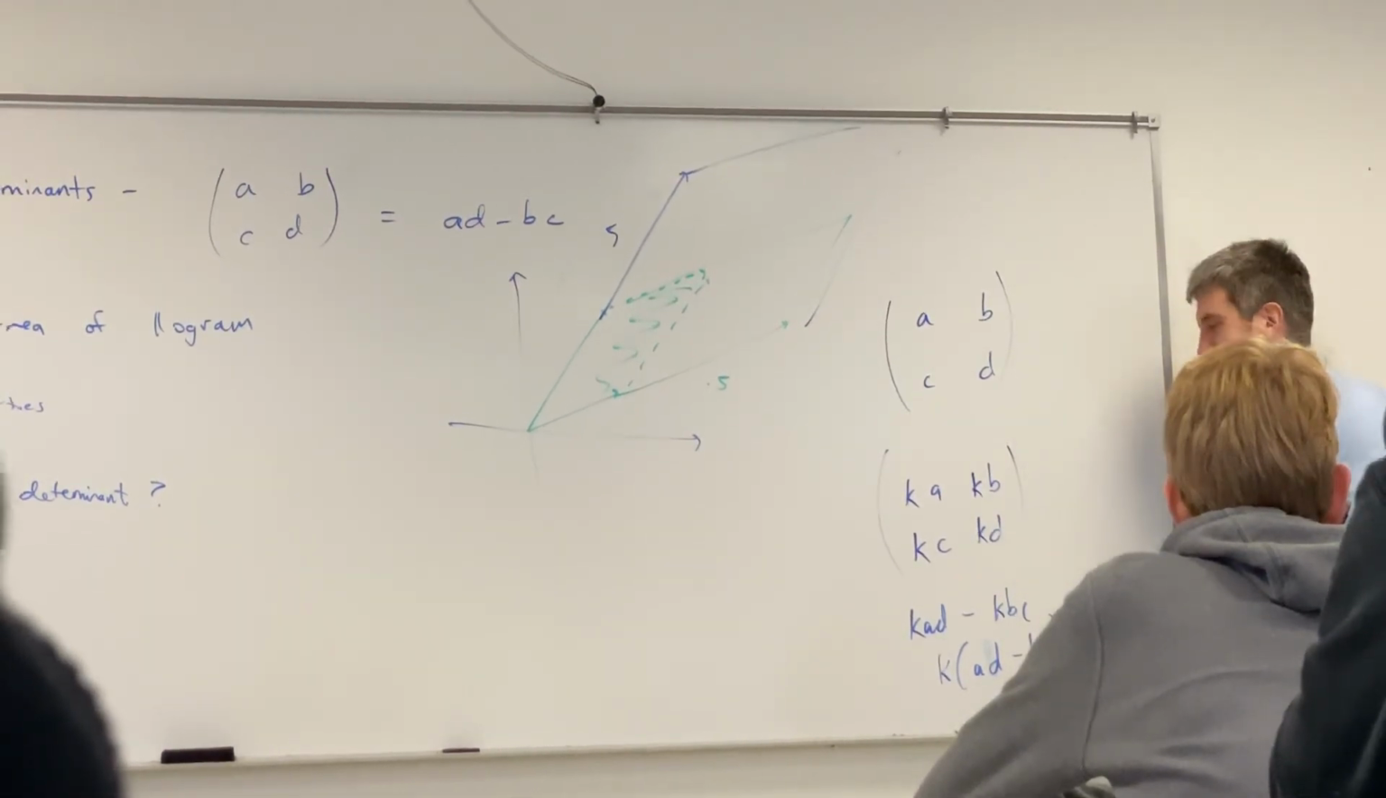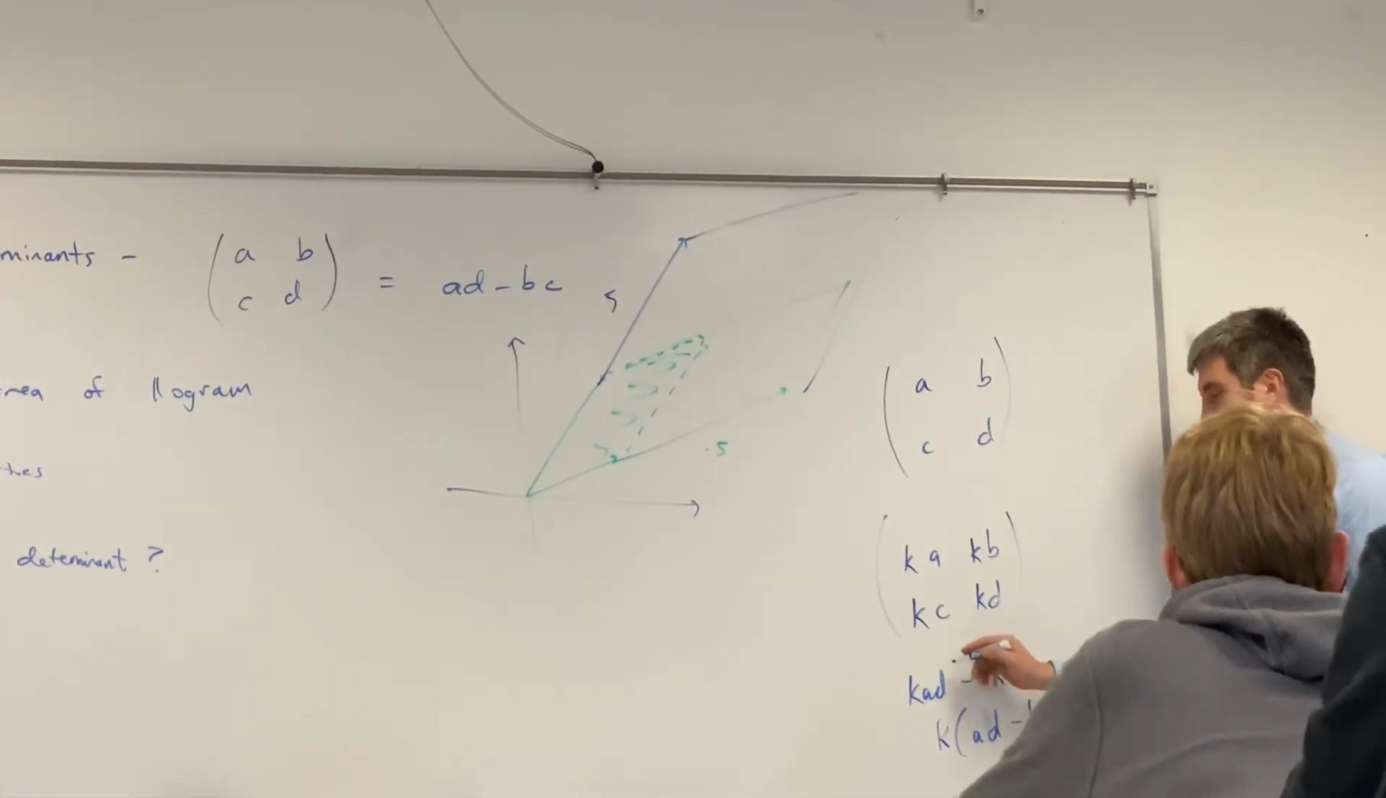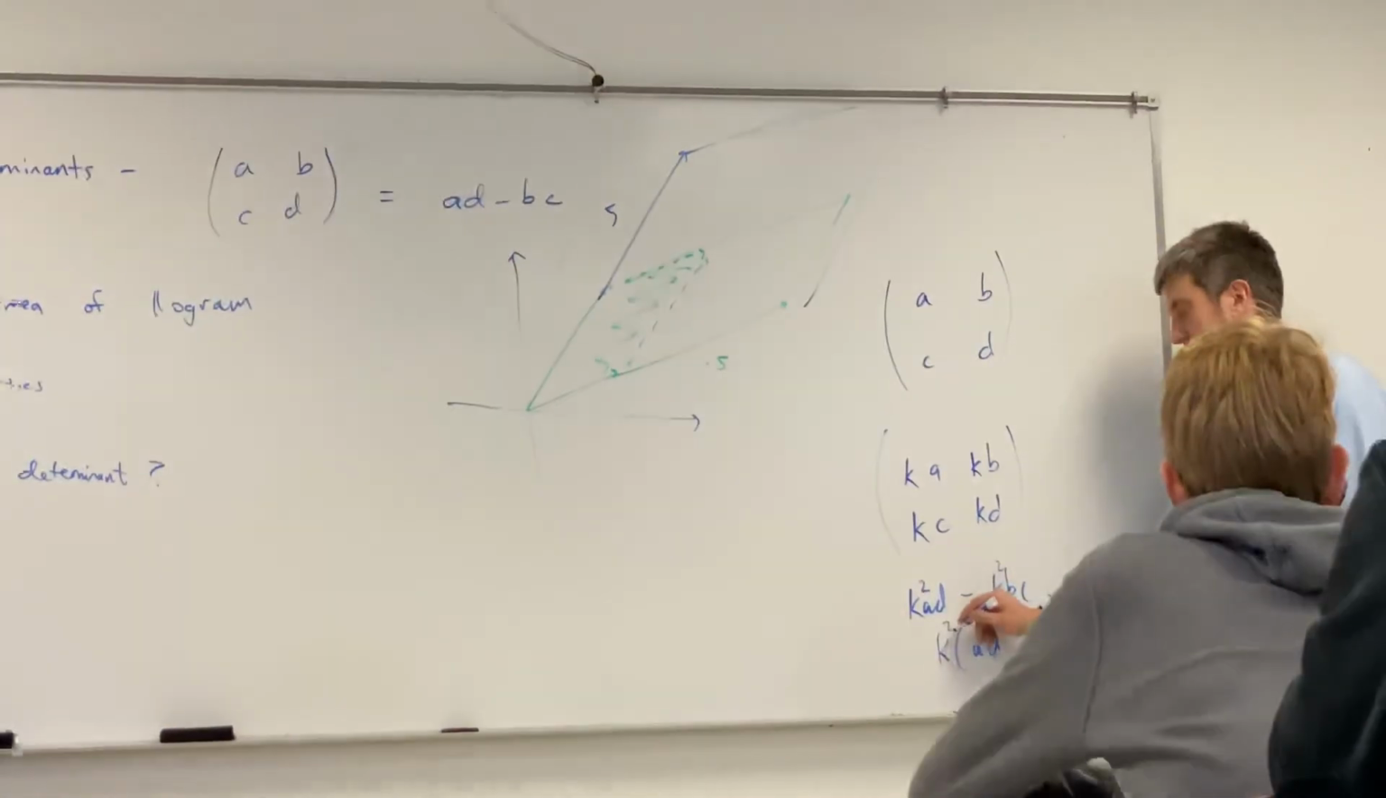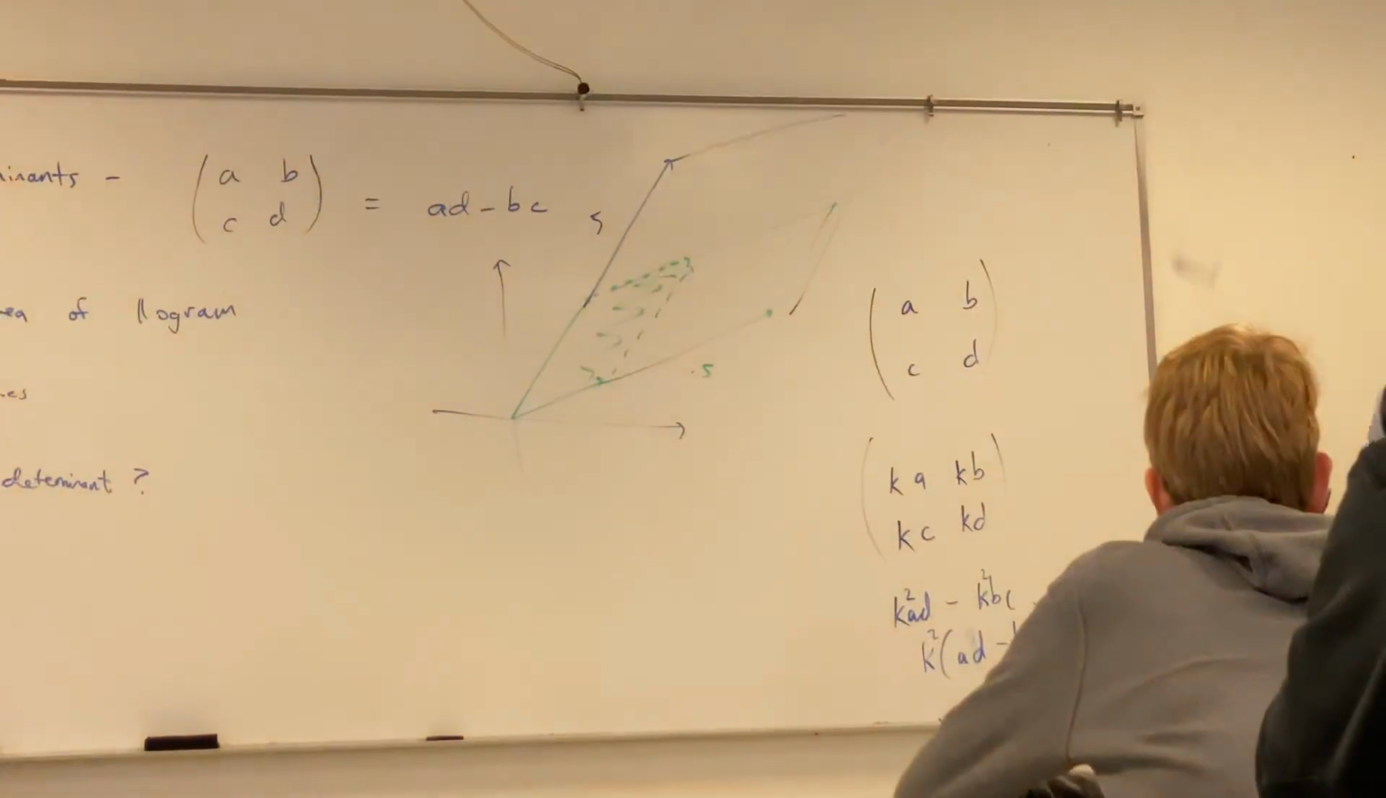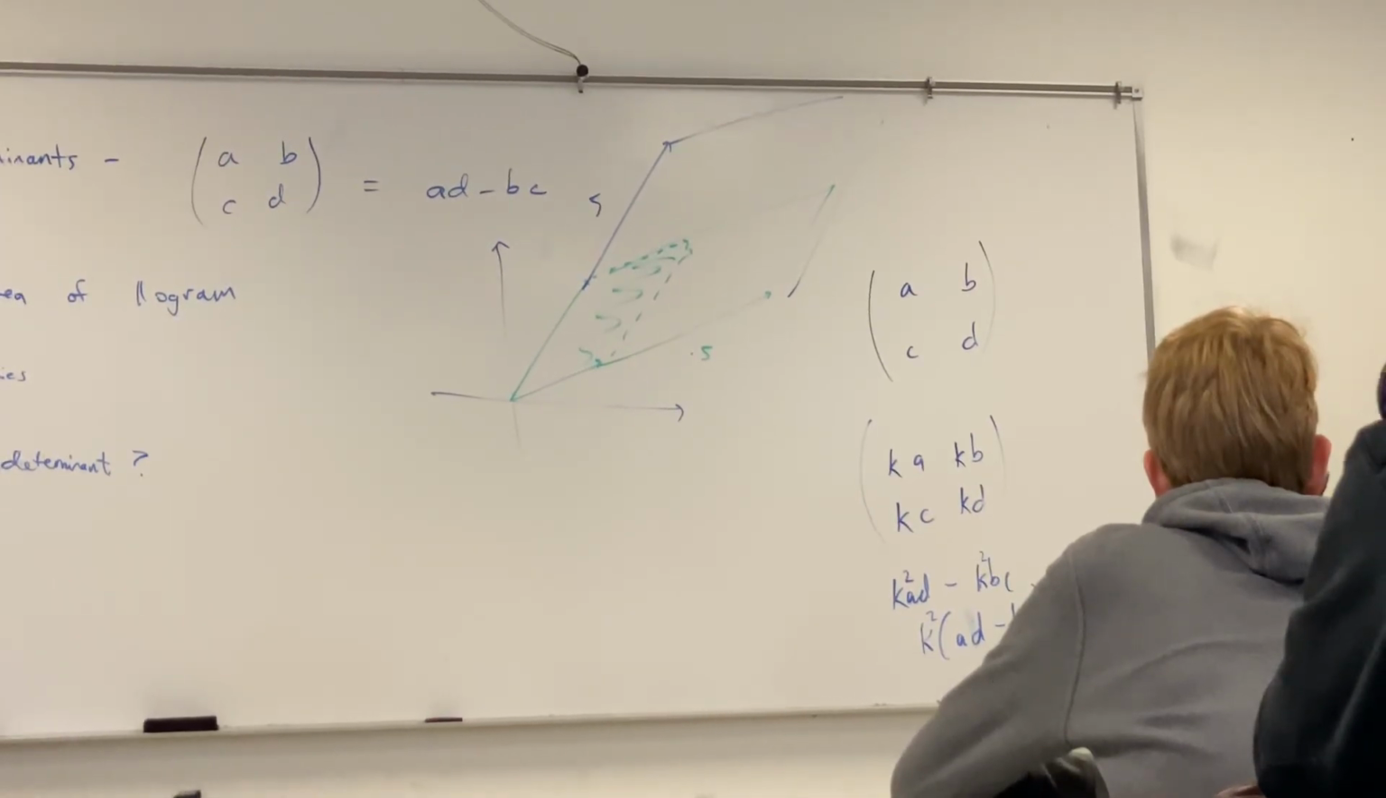But if we scale both columns, both vectors by k, then this would become k squared, right? And then we would get k squared times the area. That's what we would think. Which is nice. And we talked about if the two vectors are actually multiples of each other.